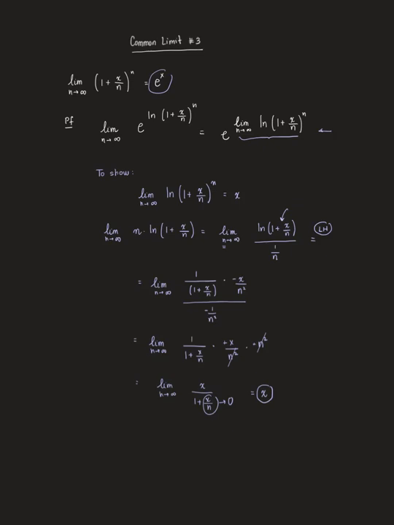Let's remember where we left off. We left off over here when we had rewritten our limit as e to the natural log of (1 plus x over n) to the n. We moved the limit inside of the power. We found that this limit is actually x, which means that our original limit will be e to the x. And we've shown that e to the x equals the limit as n approaches infinity of (1 plus x over n) to the nth power.